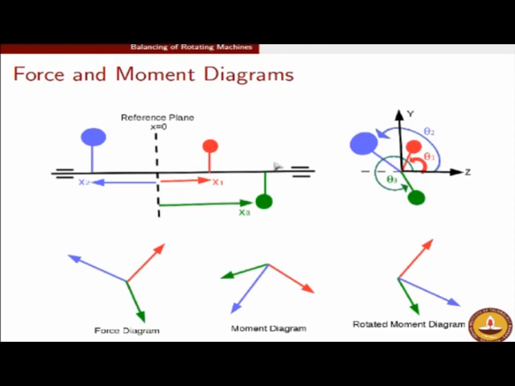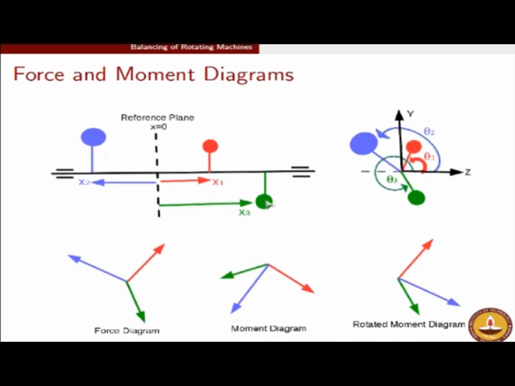So with that, we can draw the force and moment diagrams in this fashion. Here we realize that the red and the green are on the right side of my reference plane, whereas the blue is on the left side. So the unbalanced orientation is as dictated here. The force diagram is very simple. Each of these unbalanced forces will have the orientation exactly as the unbalanced forces. Whereas in case of the actual moment diagram, these will be rotated by 90 degrees from the forces.